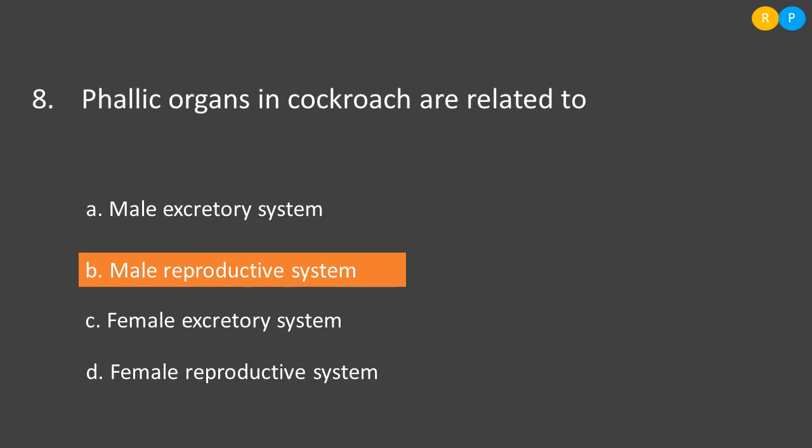What is the function of this gland? It communicates with the exterior by a pore very close to the gonopore. Clear, right? So it is just a part of the male reproductive system in cockroach. Let us see option A, male excretory system. Phallic organ is not a part of the excretory system. Then option B, male reproductive system. So the correct answer here is option B, male reproductive system.